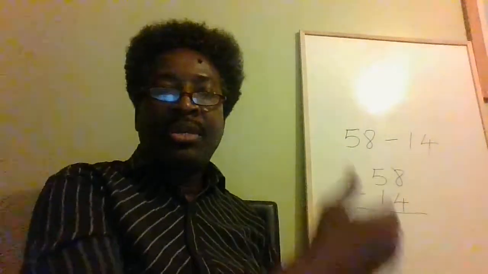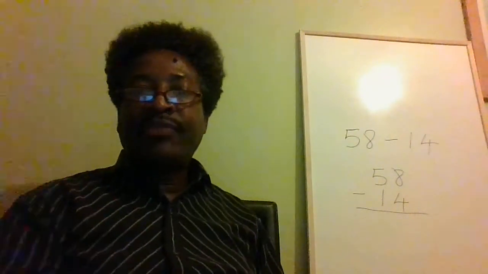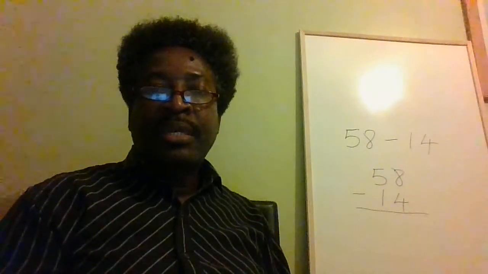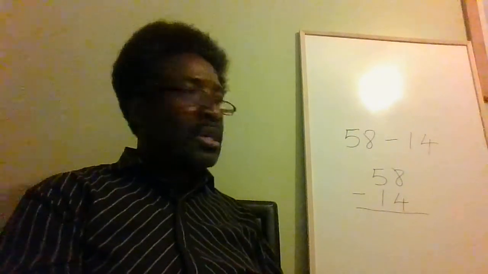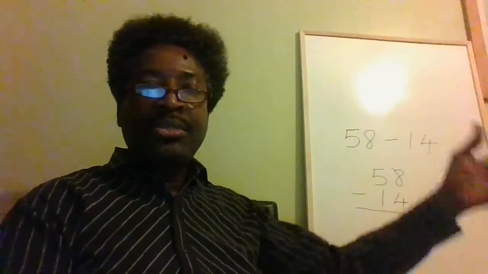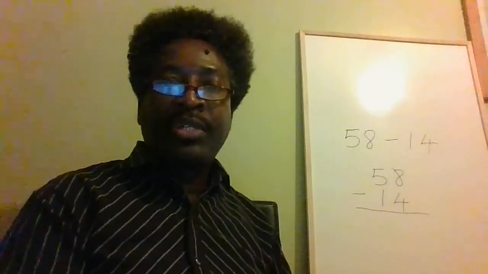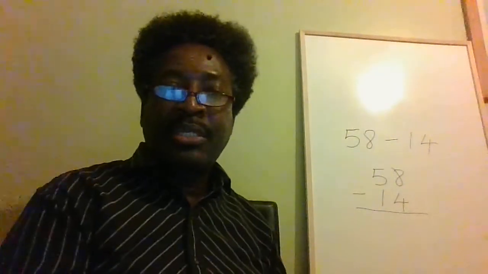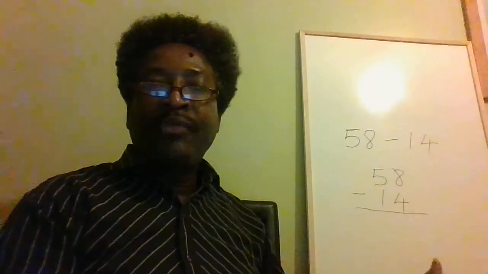Fast method. Instead of spending a few minutes drawing out 58 sticks and taking 14 away from the 58 sticks, that's a slow method. A faster method is you count from 14, 15, 16, 17, 18, drawing sticks until you get to 58. That's a slow method, but it's faster than drawing 58 sticks. But look, the column method gives you the answer in less than 1 minute.